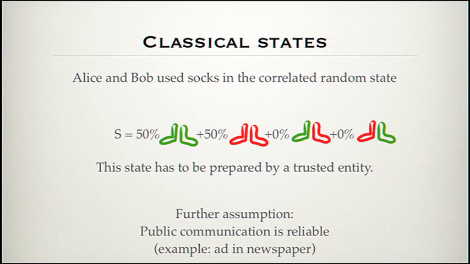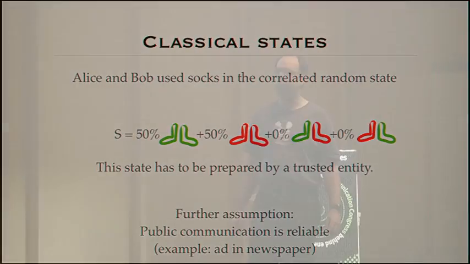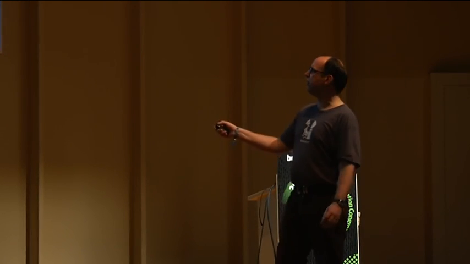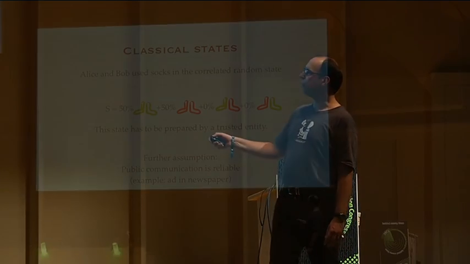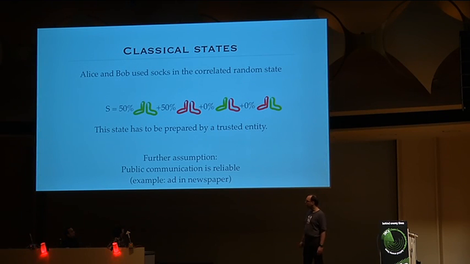And it also has to be correlated. That means in 50% of the probability, they pick two green socks. 50% of the probability, they pick two red socks. But with 0% of the probability, they pick one red and one green. Okay, so that is the essential thing. So it's random, so nothing is here 100%. And it's correlated, so the two colors of the socks are always the same.